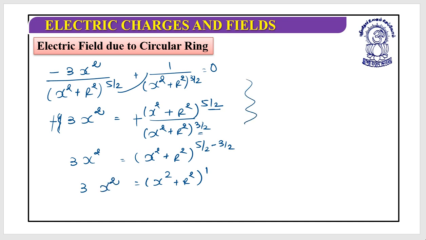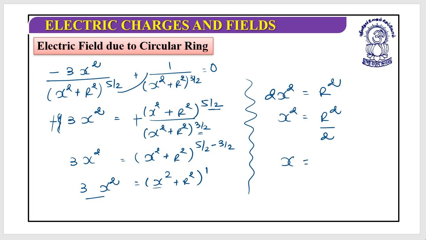So what you were interested in was, this is 3x square, this is x square. So if I make this as 2x square, that should be r square. So x square should be equals to r square by 2. And if I make x square equals to r square by 2, then this x should be equals to plus or minus r by root 2. This is the location at which electric field will be a maximum.